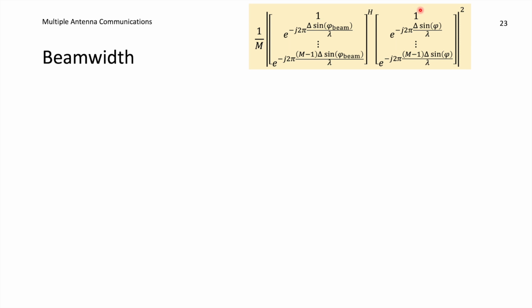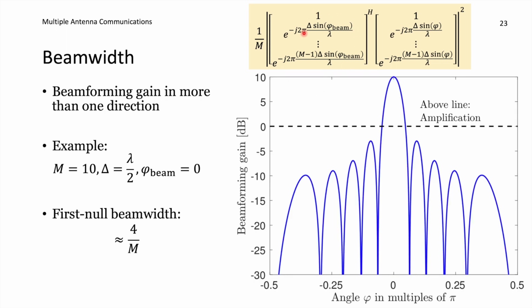And here we have omitted the attenuation, so it's only the inner product between the beamforming vector and the channel vector to the location of the receiver. We take the absolute value square of this inner product, and we divide by m because we need to normalize the beamforming vector to have length 1. We can now compute this inner product for any value of the angle phi.